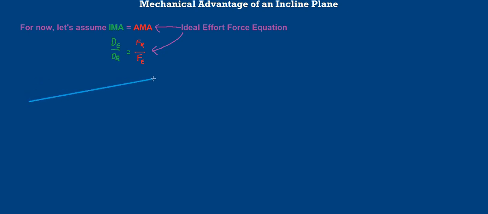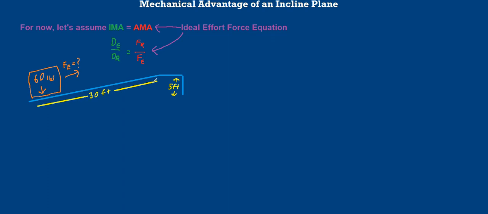Let's draw ourselves out an inclined plane here real quick. And let's add a height here. And let's say we have some box that we want to push up this incline. And let's say it weighs, I don't know, 60 pounds. And that's the weight going straight down. That is not the effort force. Let's say we don't know the effort force. But let's say we do know the length and the height. Let's say the height is 5 feet and the length is 30 feet. So our distance effort is 30 feet and our distance resistance is 5 feet. And the question becomes, what is our effort force?